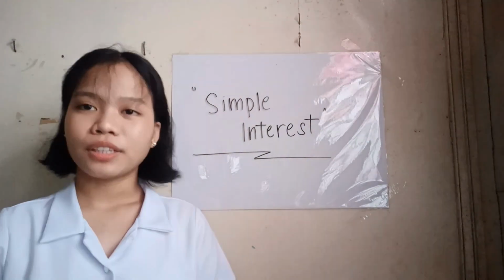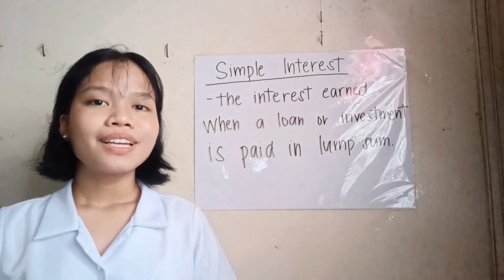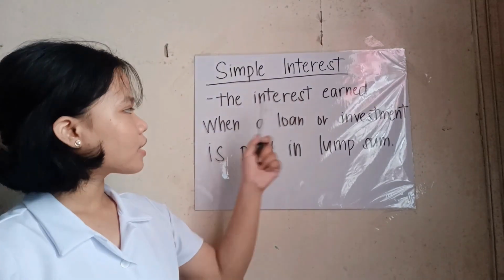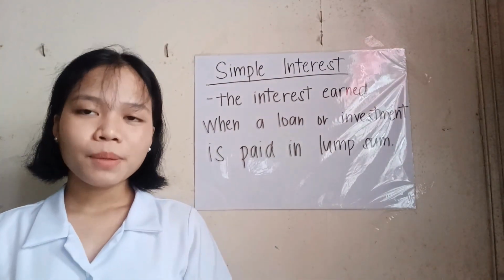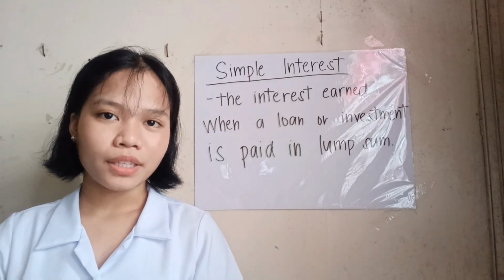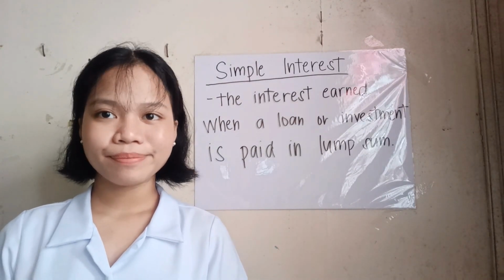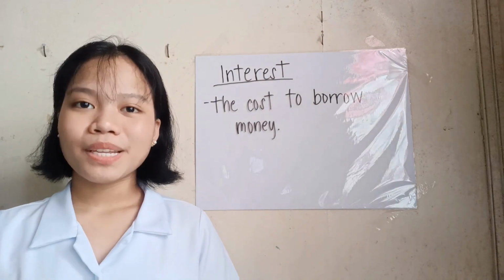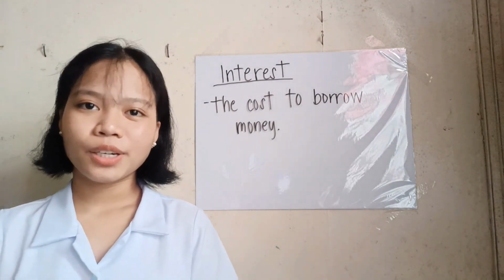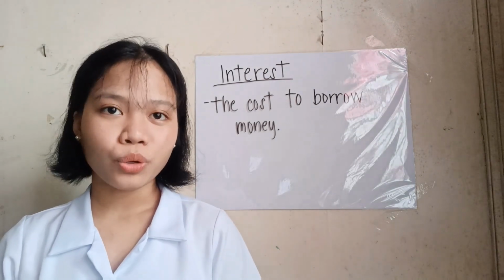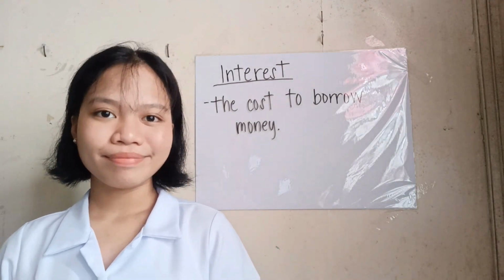So what does simple interest mean? Simple interest refers to the interest earned when a loan or investment is repaid in a lump sum. Lump sum basically just means an amount of money paid all at once. Interest means the payment or the cost to borrow money. To explain this in a clearer way, interest refers to the tubo sa utang, or in a loan.